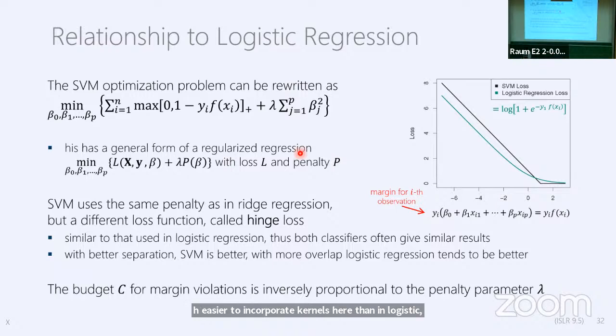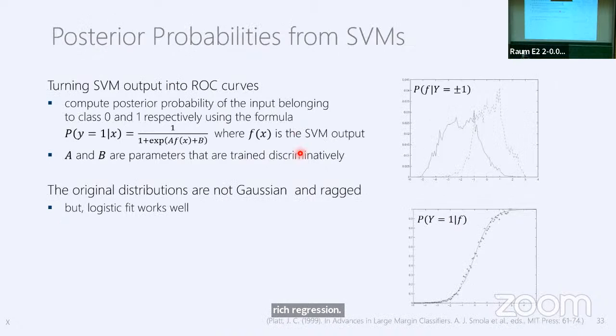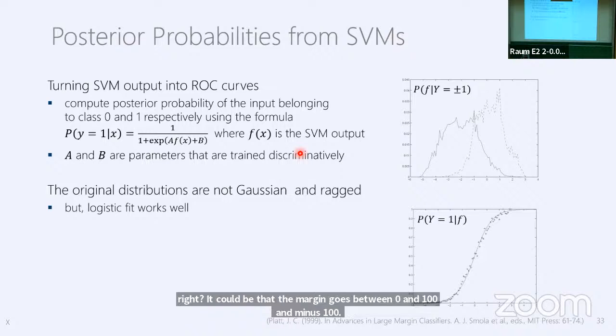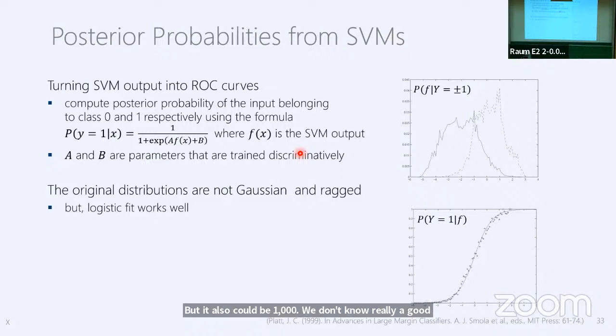Okay, so as we talked about briefly before, SVM doesn't really give us probability. We can look at these distances to the margin as a way of guiding confidence, but these distances can have any number of units, right? It could be that the margin goes between 0 and 100 and 0 and minus 100, but it also could be 1,000. We don't really know a good scale for this margin. So sometimes to communicate with other stakeholders, it might be easier if we convert these distances to the margin to probabilities. How can we do this?